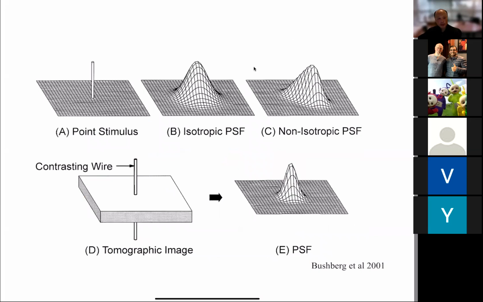These are some examples of what you might use as a point stimulus. I know Professor McVeigh mentioned sometimes they just use the ball from a ballpoint pen. Another way you could do it is to image a very thin wire, and essentially here is our physical stimulus. This PSF stands for point spread function, so the other name for impulse response is point spread function. Here they're showing you both an isotropic and a non-isotropic point spread function.